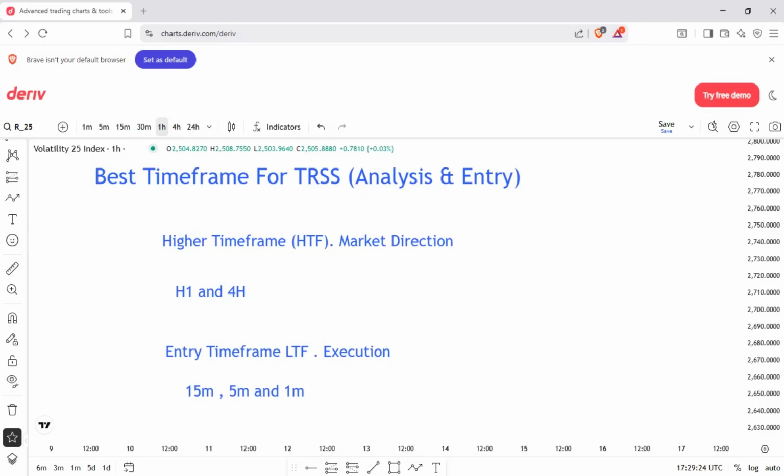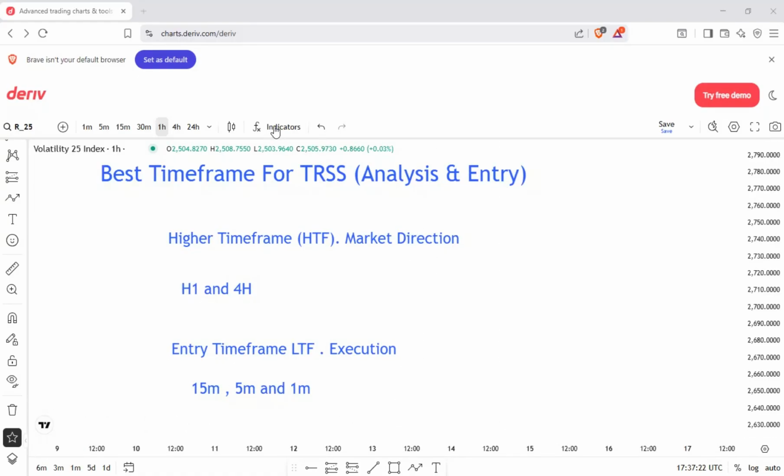And what are you looking for in this lower time frame? You are looking for a pullback of a structure break. When a structure is broken, you wait for price to pull back. That's what you are looking for. Rejection candlesticks, that's what you are looking for. And microstructure breaks in the new direction that price is going. This is where TRSS entries are executed.